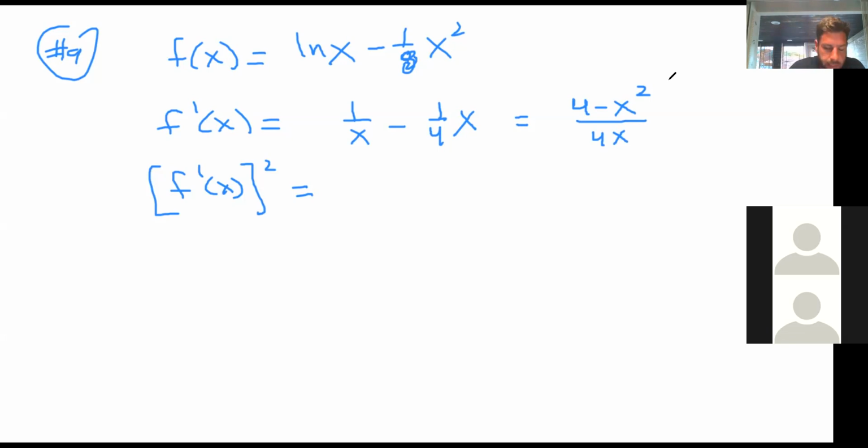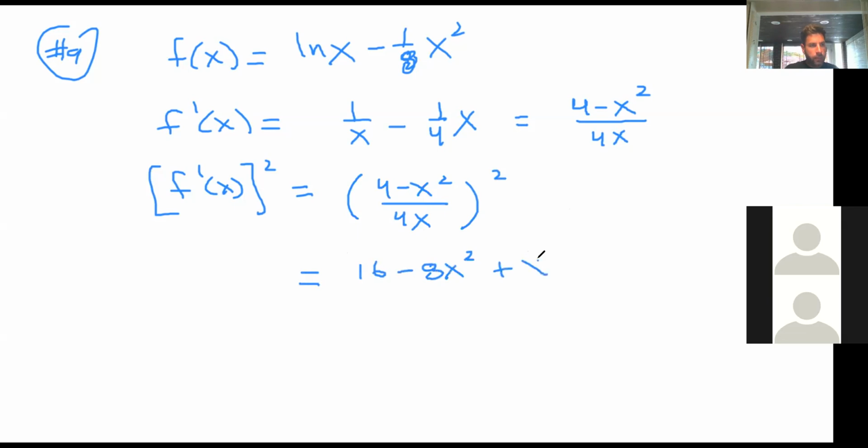Okay, so when I do that, that means that I'm squaring this expression. And it's helpful to note that if I multiply this out, I get 16 minus 8x squared plus x to the power 4 all over 16x squared. So what I'm doing right now is the sort of work that's necessary. Why am I calculating the derivative and why am I squaring it? Because that's in the formula for arc length.